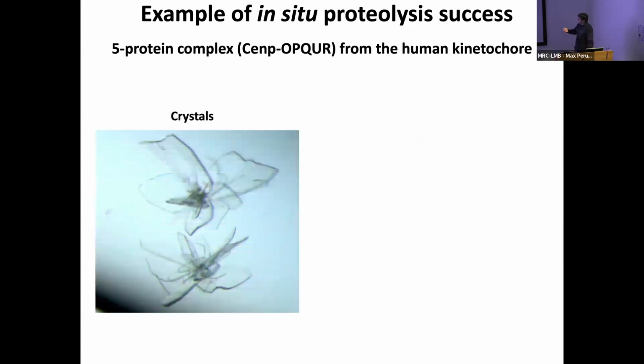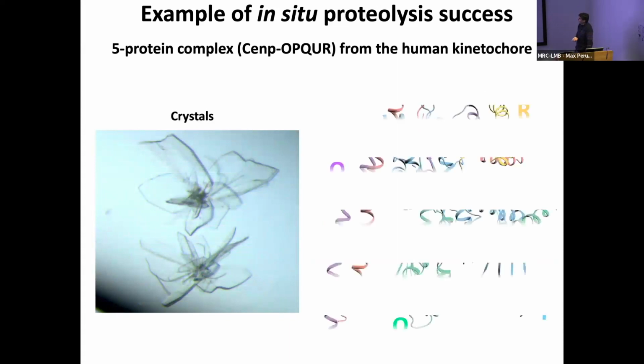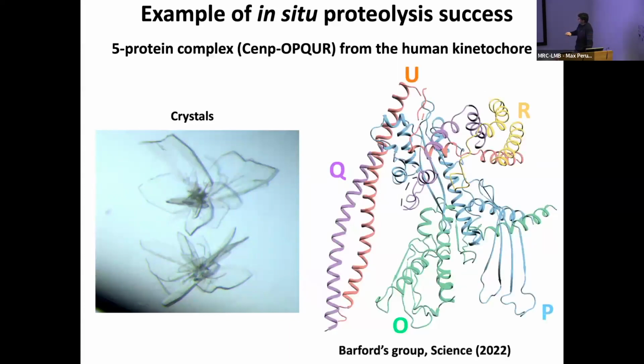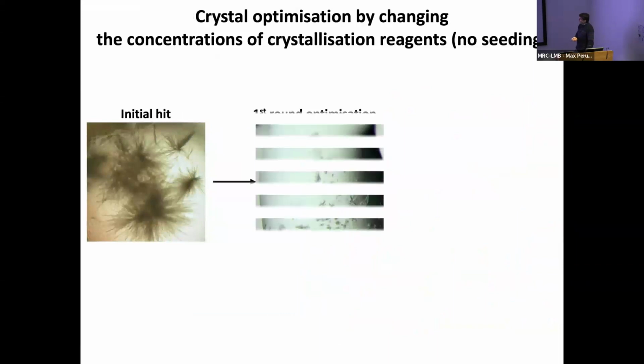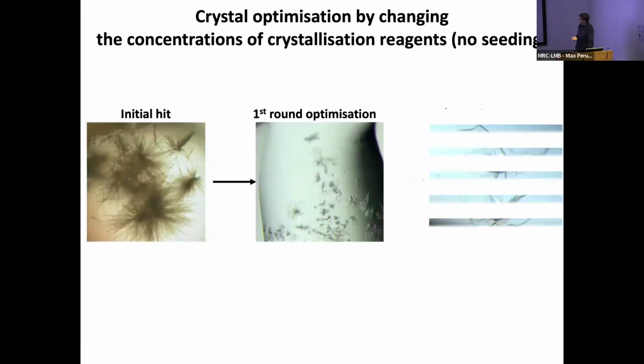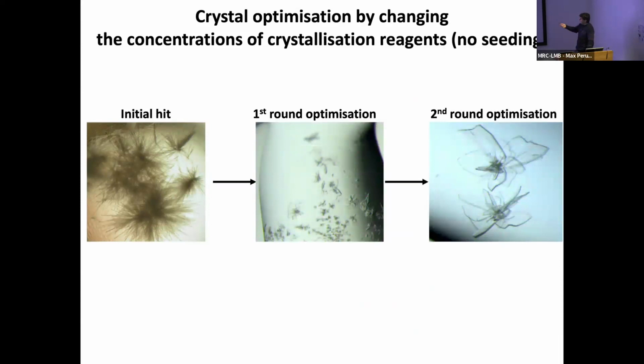We have some examples of success. This was a crystal we grew in this way. This sample was not giving crystals until we digested. And this was nice. It was a very complex of 5 different proteins. The initial one looked like that. Despite the in situ proteolysis, it still didn't give great crystals. But we went through a couple of optimization rounds, and then we got some good quality diffraction crystals.